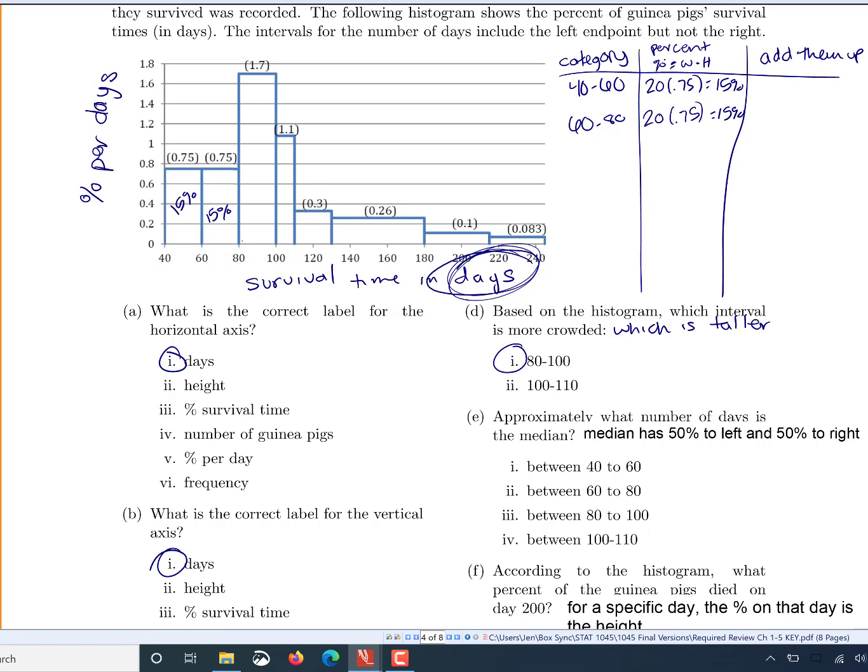And then, let's see, my next category is 80 to 100. That looks like a width of 20 and a height of 1.7, which gives me 34%.